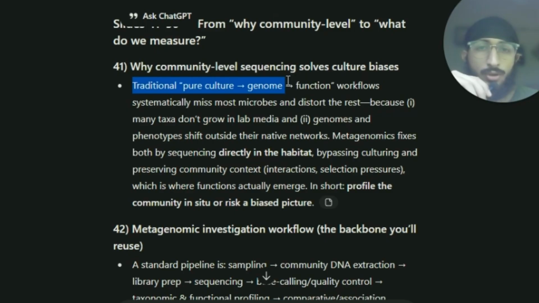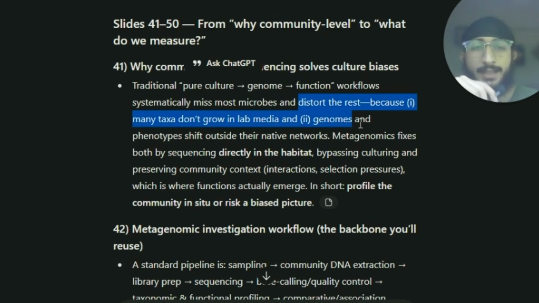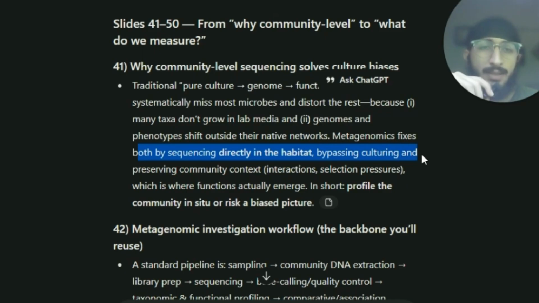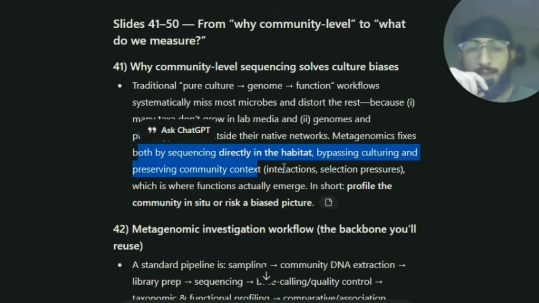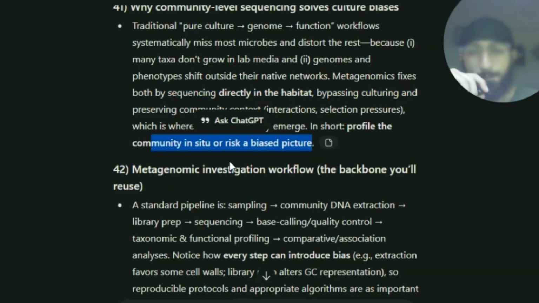Traditional pure culture genome function workflows systematically miss most microbes and distort the rest because, one, many taxa don't grow in lab media, and secondly, genomes and phenotypes shift outside their native networks. Metagenomics fixes both by sequencing directly in the habitat, bypassing culture and preserving community context, interactions, selection pressures, etc., which is where functions actually emerge. In short, profile the community in situ or risk a biased picture.